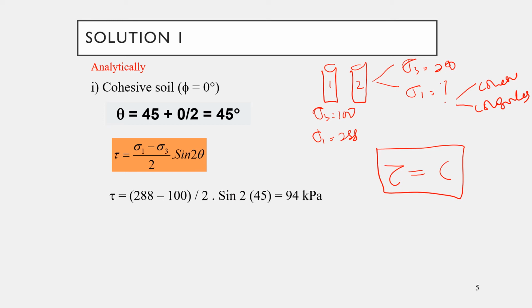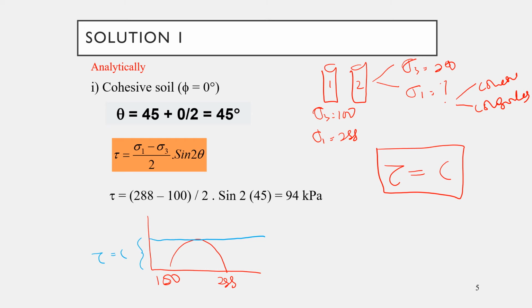If you plot the diagram, you will have a circle for sample number 1, starting with 100 kPa and 288 for the major principal stress, and we know that the failure line will be parallel to your x-axis, and this is your C value. Since this is cohesive soil, your shear stress at failure will be equal to C.